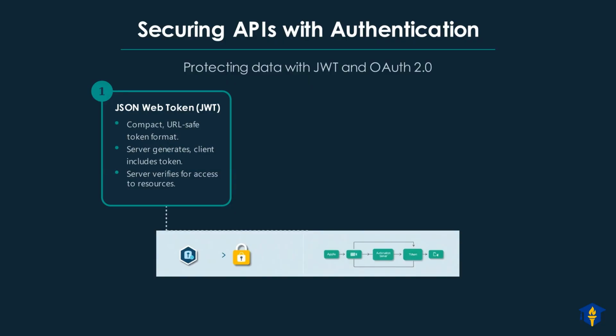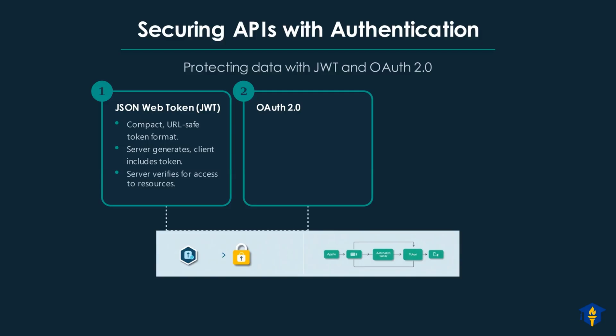JWT is a compact, URL-safe token format used for securely transmitting information between parties. The server generates this token, and the client then includes it in subsequent requests for verification. The server verifies the JWT's authenticity before granting access to protected resources, ensuring security.